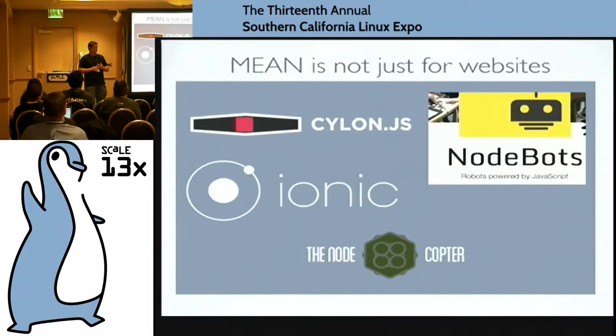Firefox OS is going to be, hopefully, an open source mobile operating system that's entirely HTML, CSS, and JavaScript, and you'll be able to write apps that connect with it in MEAN as well. And then the Node Copter is actually a JavaScript-powered helicopter. Simple as that. Sounds really awesome. I kind of want one. Actually, I'd like to.